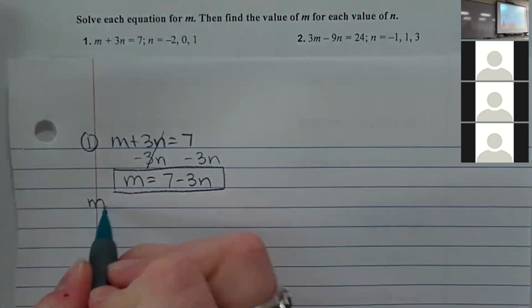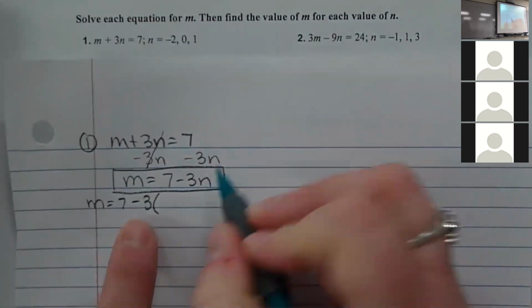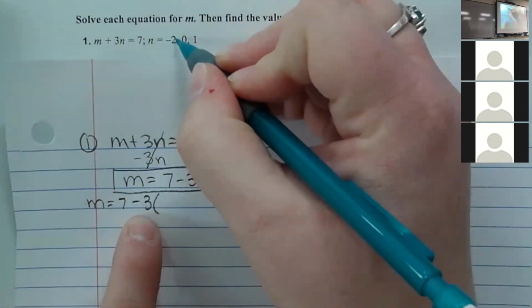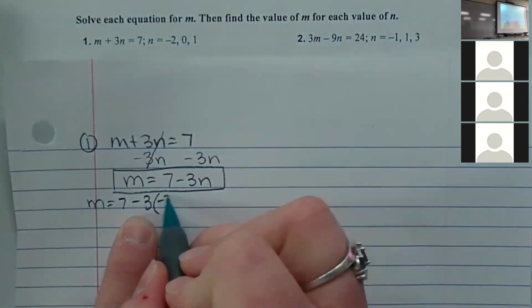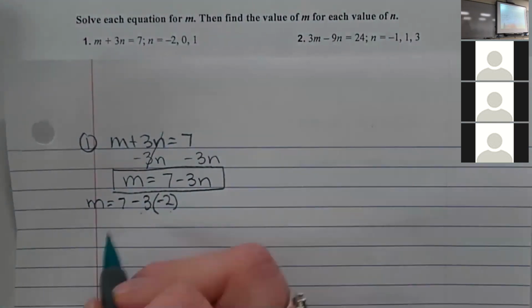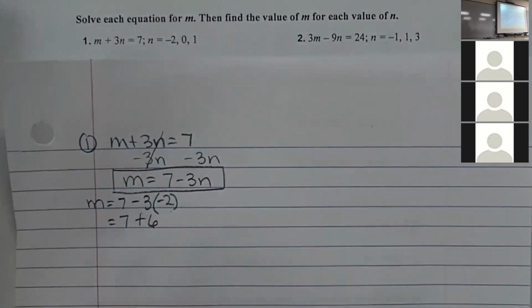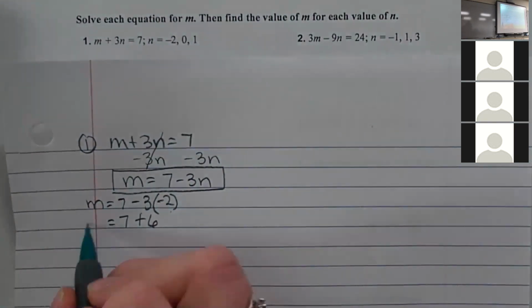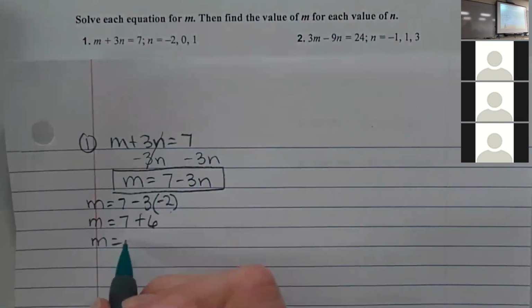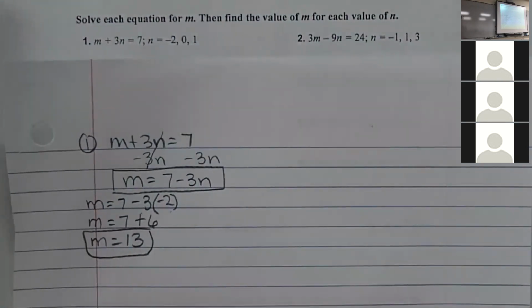So m equals 7 minus 3. Instead of n, I'm now going to put in a -2. So 3 times -2, we're going to solve that. What's a -3 times a -2? +6, right? Yep, so I have m equals 7 plus 6. Got to write these down, which is 13. So that's my first answer of my actual numbers.